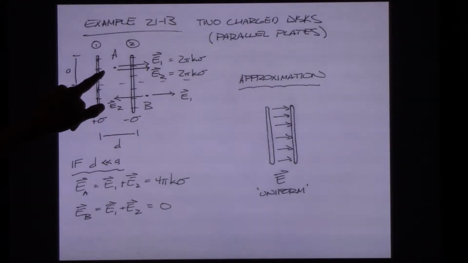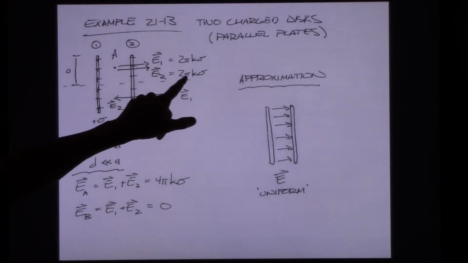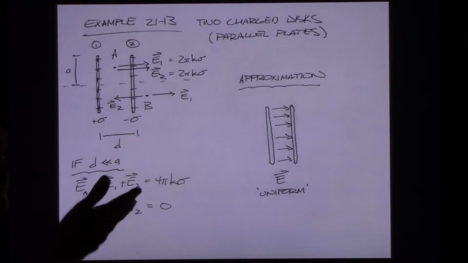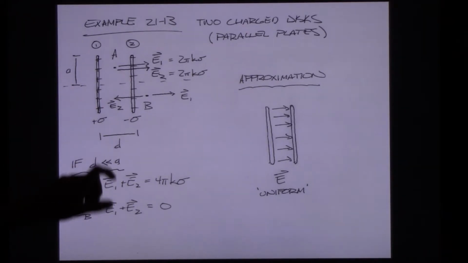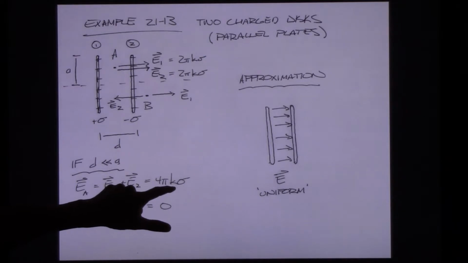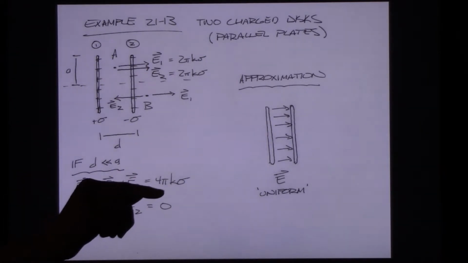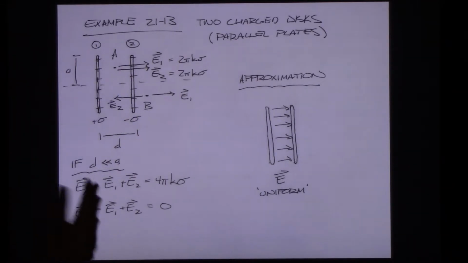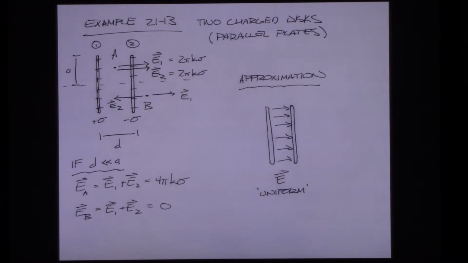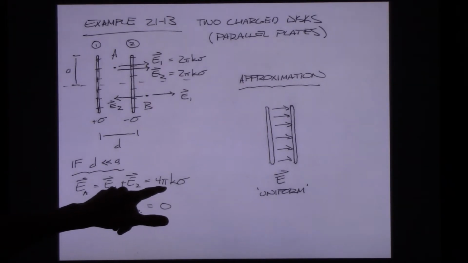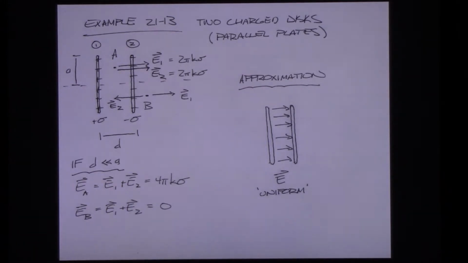Now, if I'm in the region between the two plates, then 2 pi k sigma plus 2 pi k sigma. They both have the same surface charge. One is positive, one is negative. I would combine those two E fields because the positive plate has an E field directed away, and the negative plate has an E field directed towards the negative plate. They reinforce each other, and the E field between those two plates would then be 4 pi k sigma.